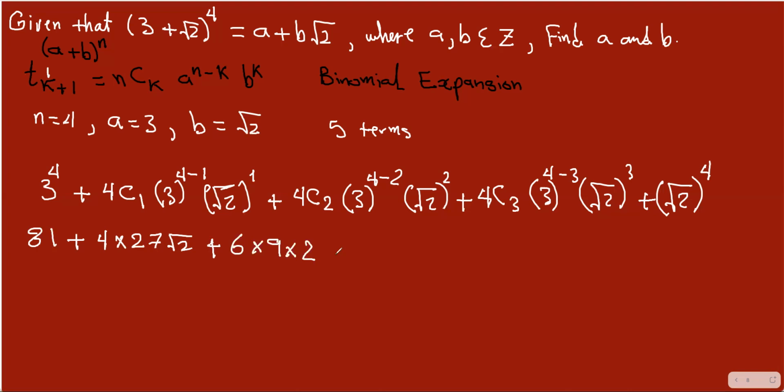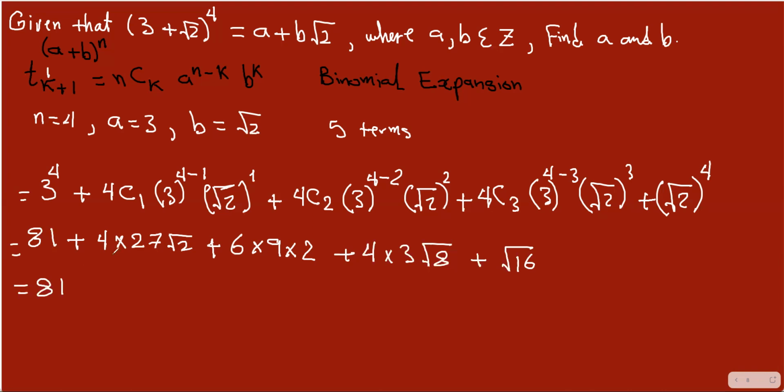And then here we're going to have 4 choose 3, which is 4. If you use your calculator, you'll find out that's 4. That's going to be 3 to the power of 4 minus 3, so 3 to the 1, which is 3. And root 2 cubed is going to be root 8. You just cube the 2 here. Plus root 2 to the 4 is going to be root 16, because 2 to the 4 is 16. Put an equal sign there. So now it's going to start simplifying.